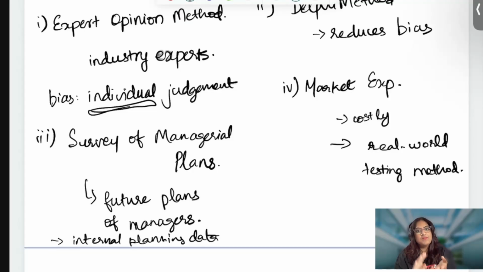Third one is survey of managerial plans. Here you will look into the future plans of managers, whether they want to expand, increase the production, launch a new product, etc. Fourth one is market experiment, where you will do a real world experiment, and based on the observations you will do demand forecasting. So these are the four different types of opinion poll method.